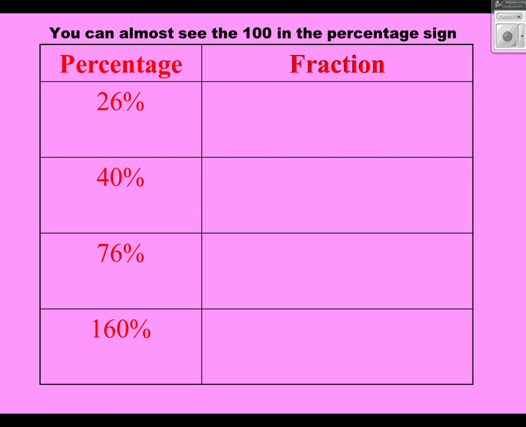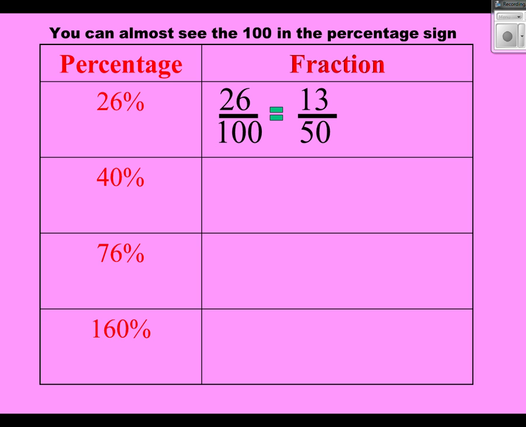So let's start with one of the easiest things to do, which is changing a percent into a fraction. Like I said, a percent is of 100. That's what it literally means. So 26% means 26 hundredths. And of course, you need to simplify these. 26 and 100 divide by 2, and you get 13/50ths. So 26% is 13/50ths.